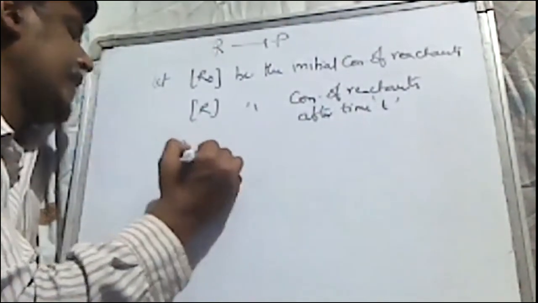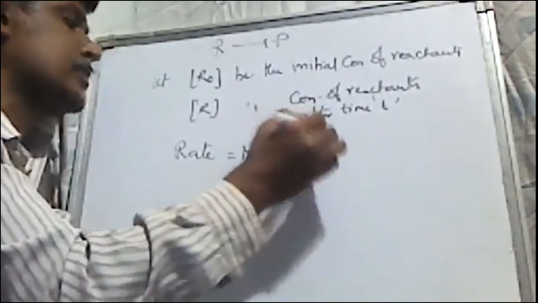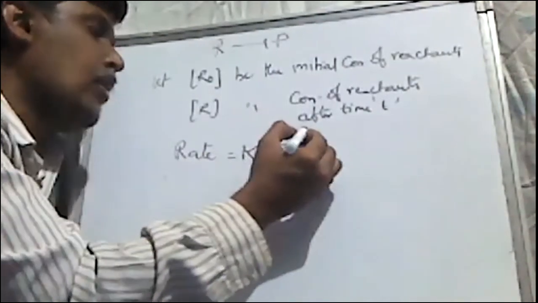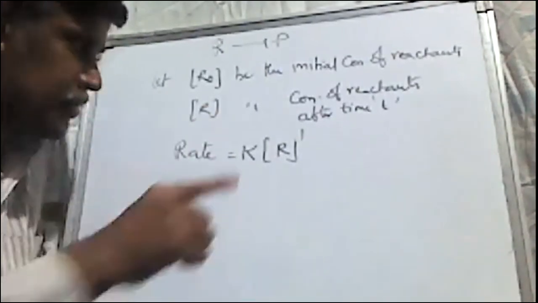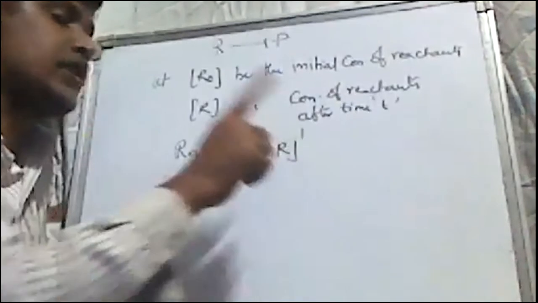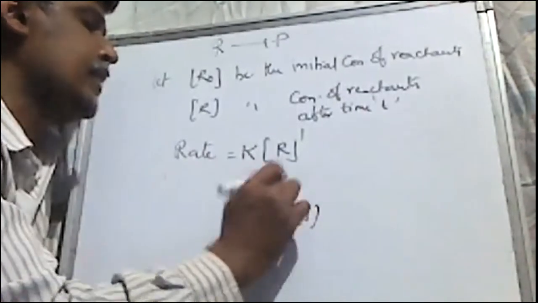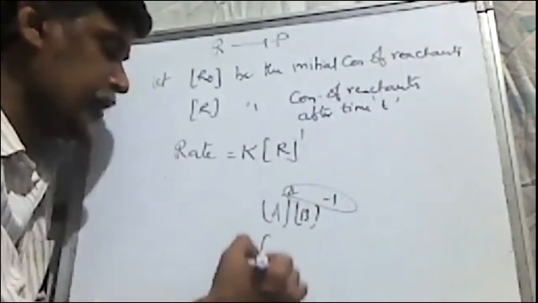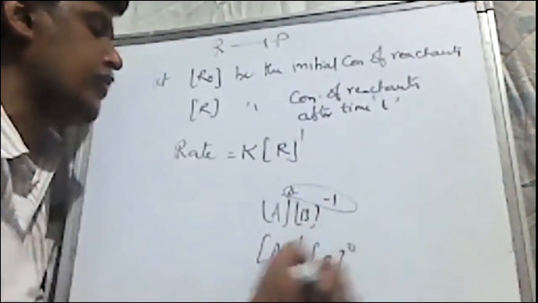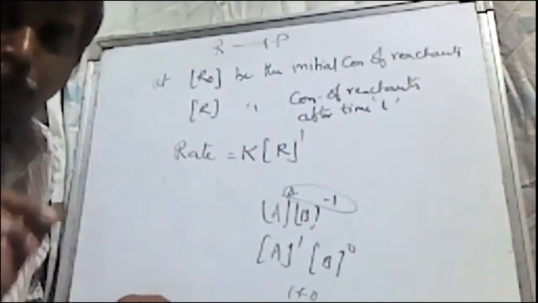Now, if I write the rate expression for this one, what is it? Rate is equal to, as it is a first order reaction, the sum of the powers of the concentration terms should be 1. As there is only one reactant, the power should be 1. Suppose two reactants are there, with powers 2 and -1, then the overall sum is +1. Or with respect to A it is 1 and B it is 0, then also the order is 1 only.